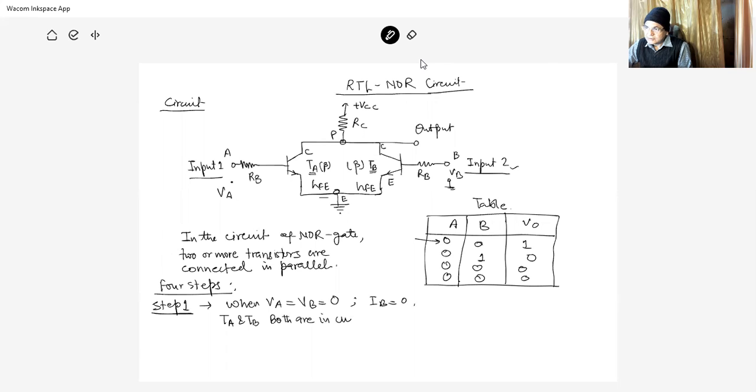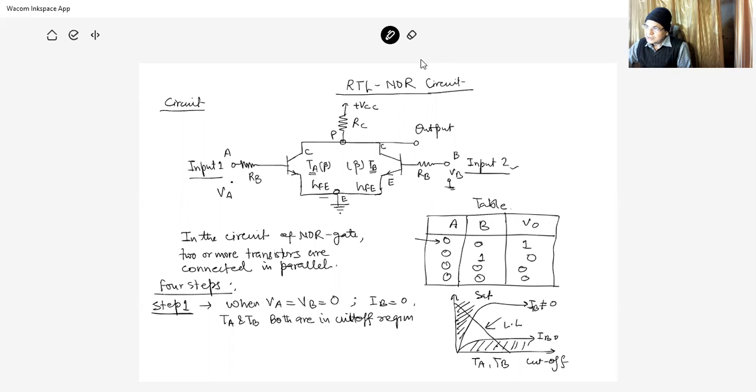in cutoff region. Both are in cutoff region. What do you mean by cutoff region? You see, these are the characteristic curves. This is IB equal to 0, and here IB is not equal to 0, and this part is cutoff. So this cutoff region, that is TA and TB, exist at the same time here. And this part is the saturation, and here is the DC load line, and this load line has the point Q, the operating point.